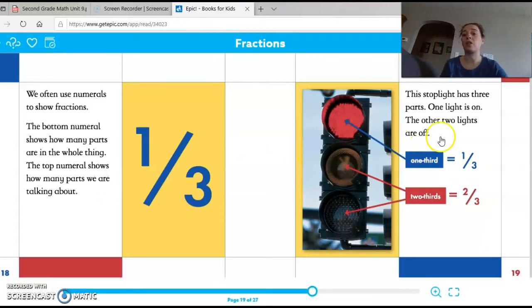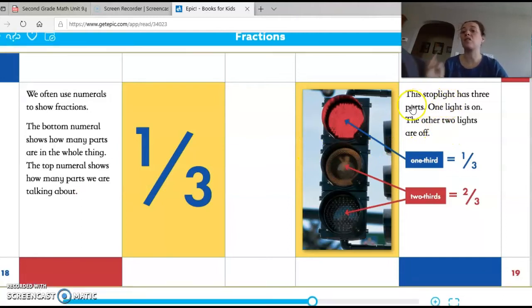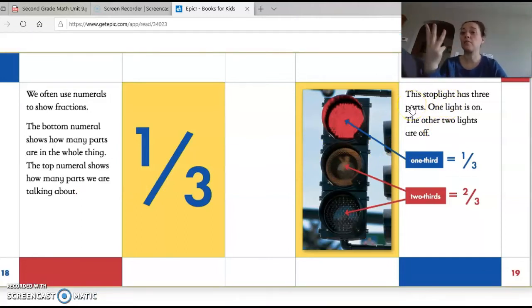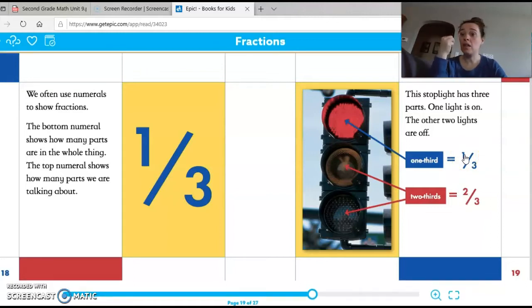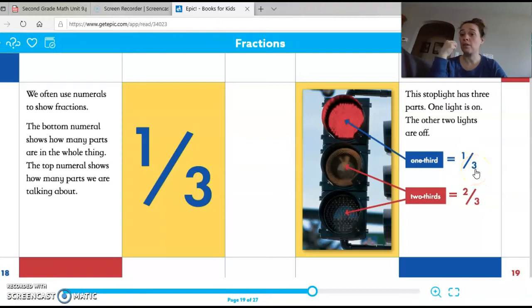So let's look at this picture over here. This stoplight has 3 parts. 1 light is on. The other 2 lights are off. So if we're going to talk about the lights that are on, how many lights are on? 1. So my top number is just 1. How many parts are there all in the whole thing? Right, 3. So the 3 is my bottom number.